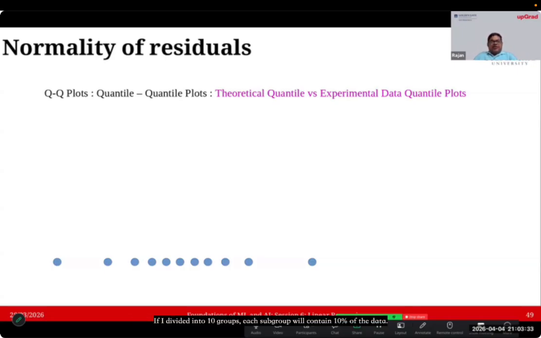If I divide it into 10 groups, each subgroup will contain 10% of the data. Remember this. That's the idea of quantile.